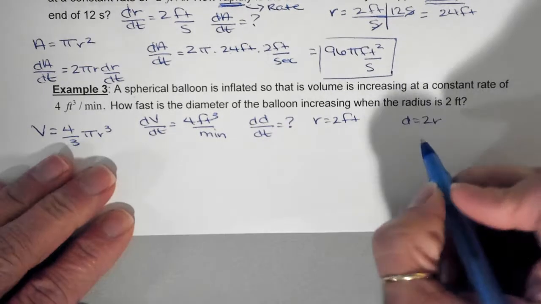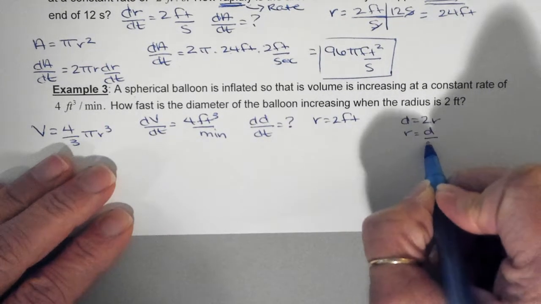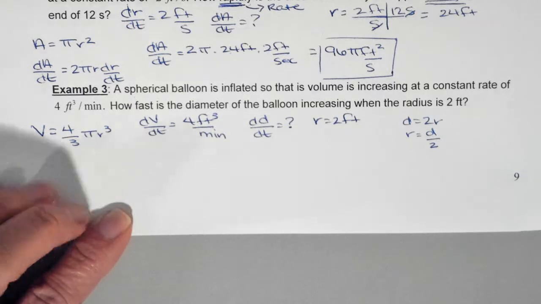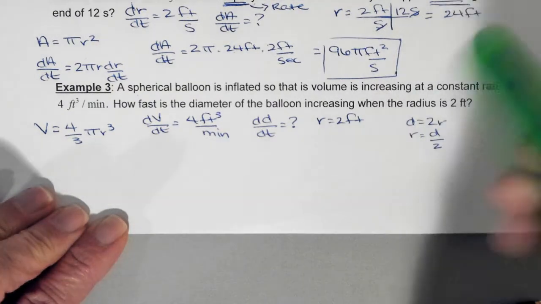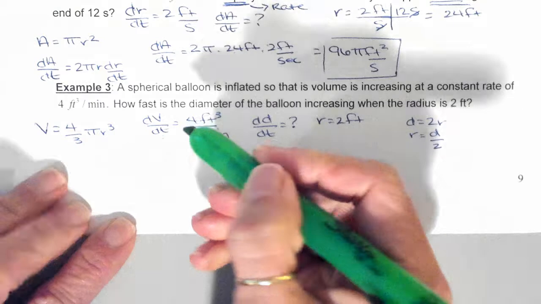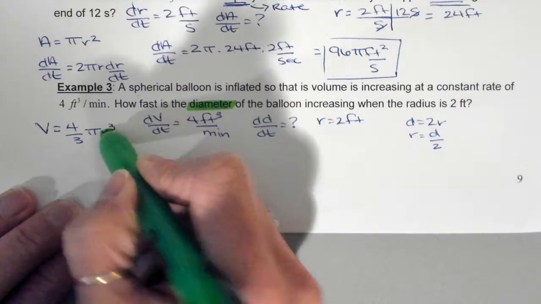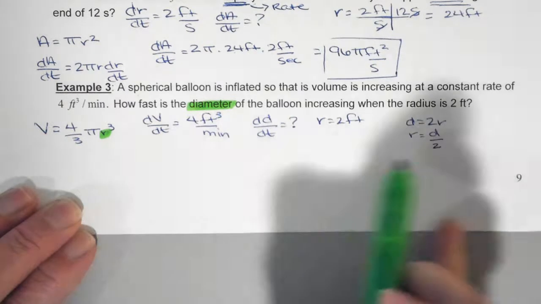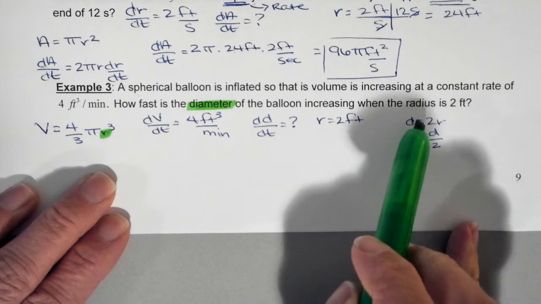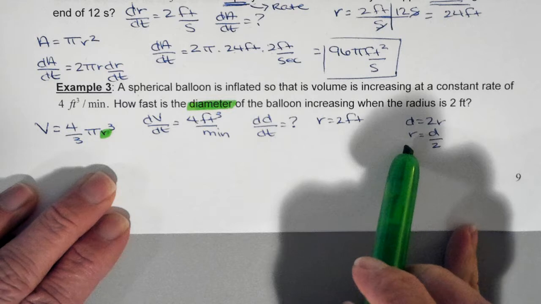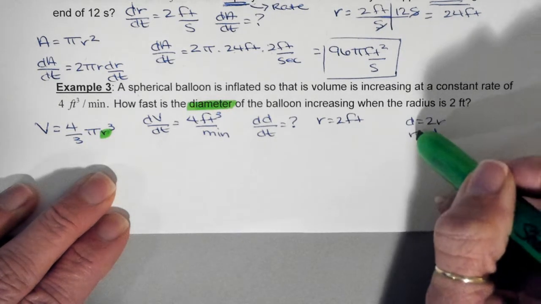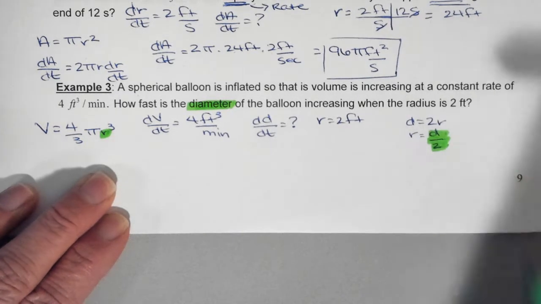Or could we think of this as the radius is half the diameter? Aren't these the same thing? Okay, so what I need to do, because the question is asking in terms of the diameter here, I need to make a substitution for r. So looking at our relationship here, are we going to use the top or the bottom? We're going to use the bottom. We need to make a substitution for r, and we're going to plug in d over 2.